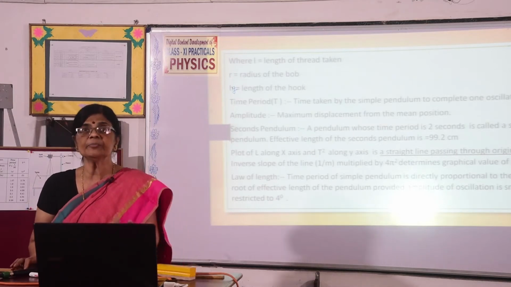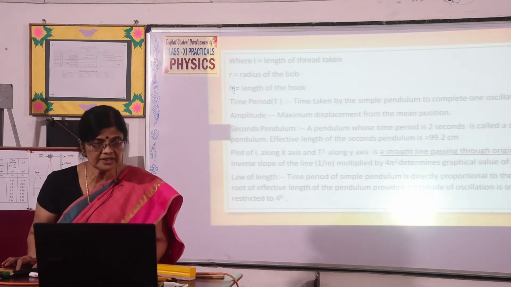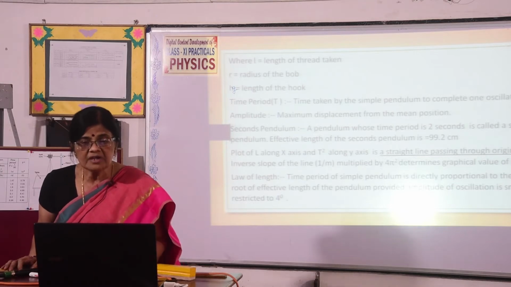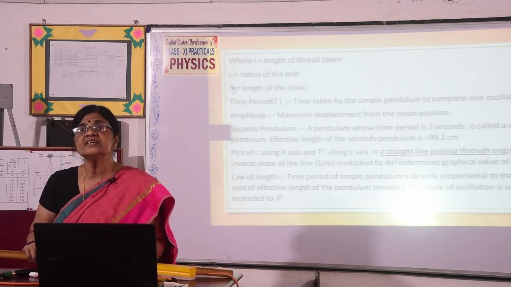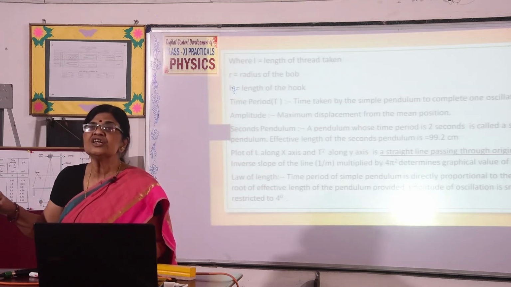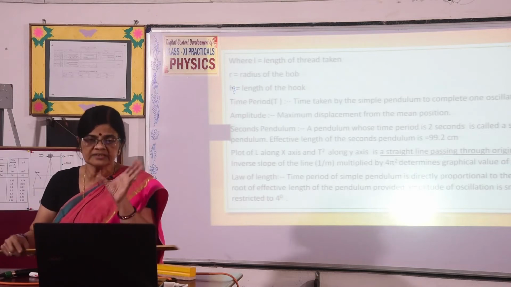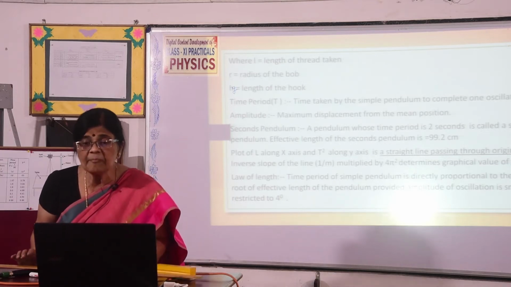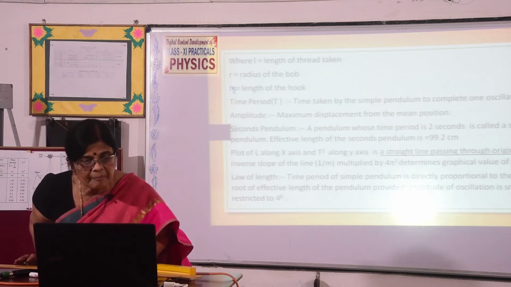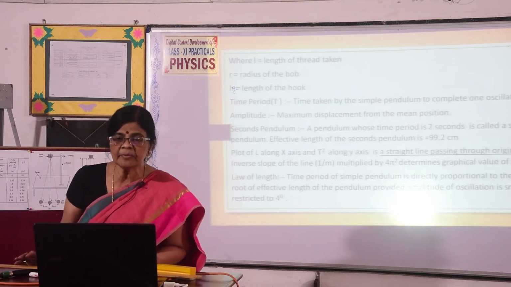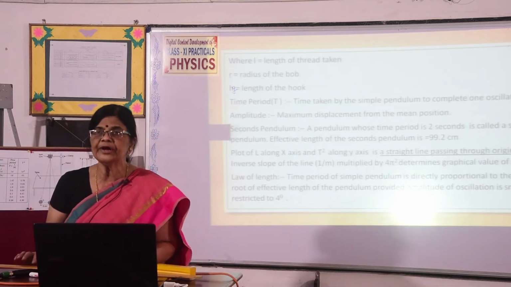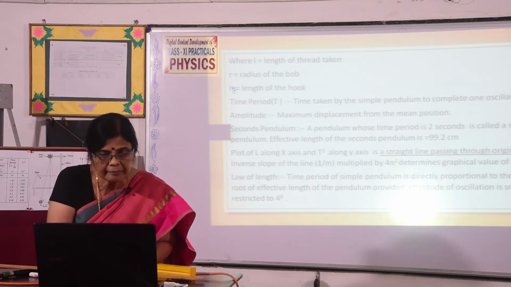What is the seconds pendulum? Your aim is to find the length of the seconds pendulum. A seconds pendulum is a pendulum whose time period is 2 seconds. That means for 20 oscillations, it should cover around 40 point something or 41 seconds. The effective length of the seconds pendulum, exact value is 99.2 cm. So this has to be mentioned in the theory.